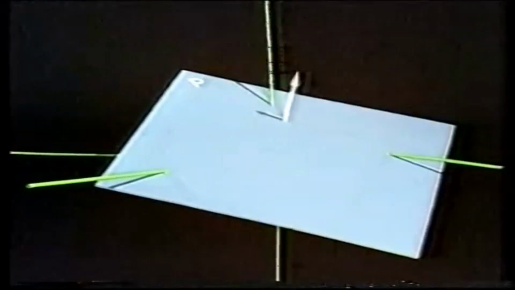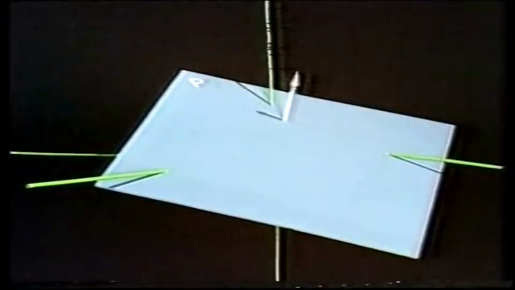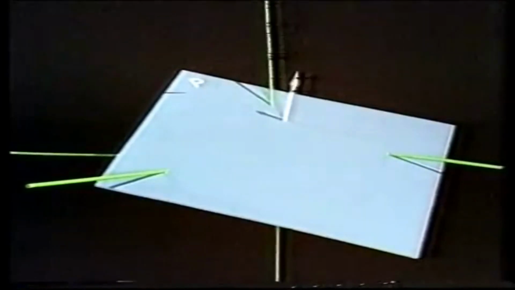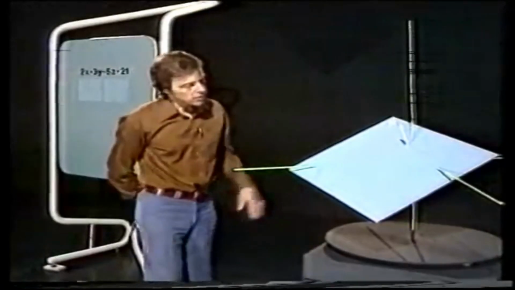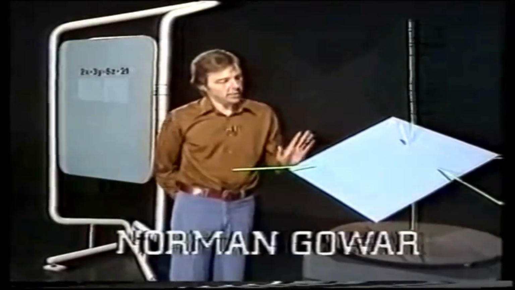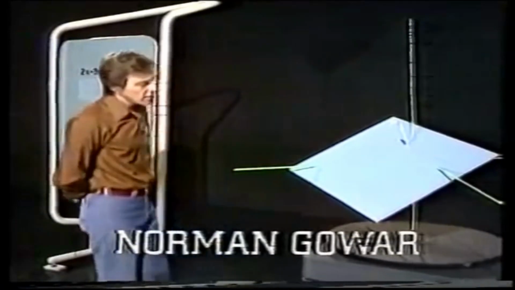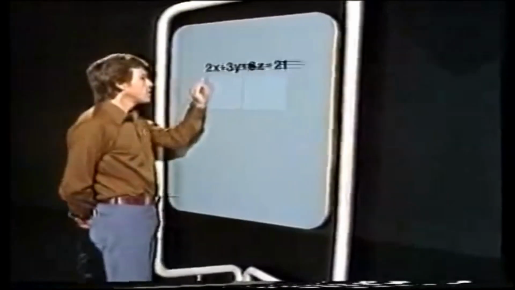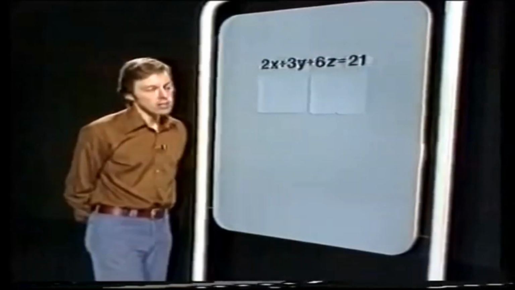What's the connection between this plane with the vector normal to it and this equation? Well, we call this plane the solution plane to the equation. And the reason we do that is simply because all the values of x, y, and z, which are connected by this equation, can be represented as points on that plane. And that's why we call it the solution plane.